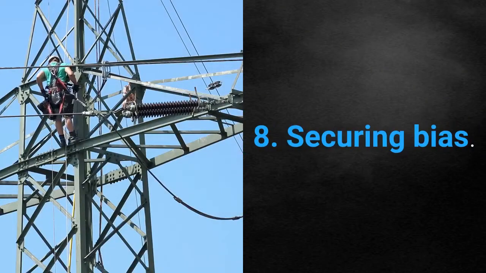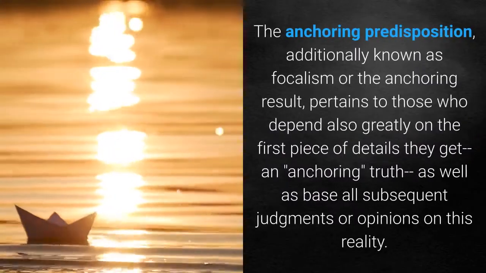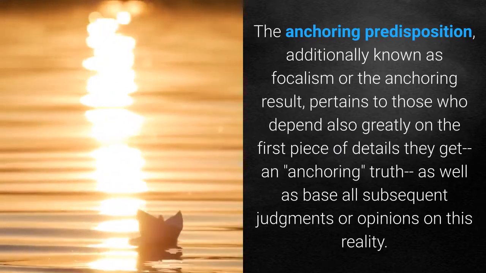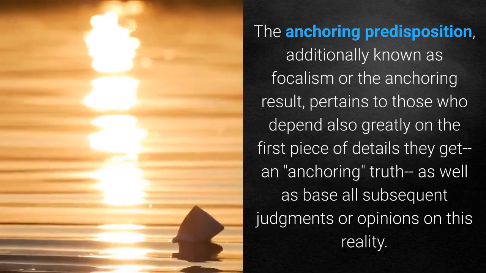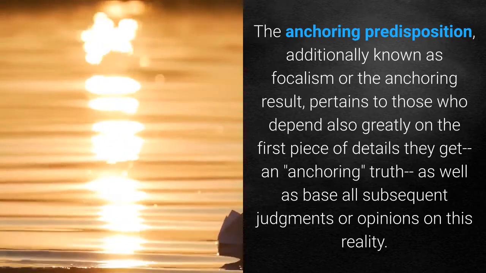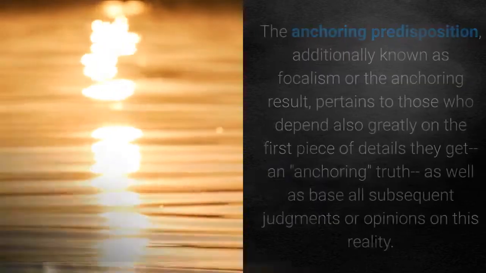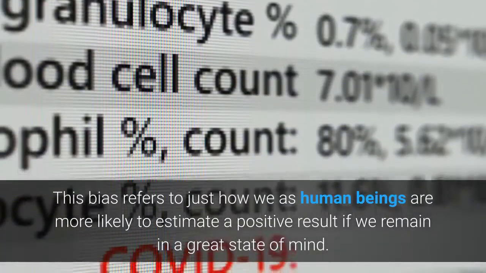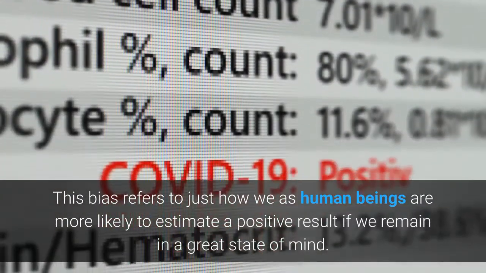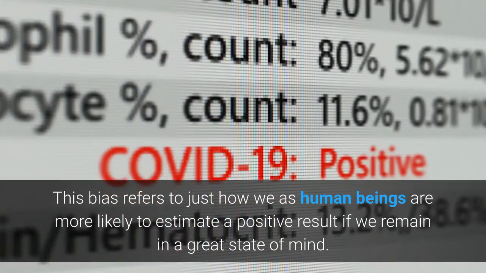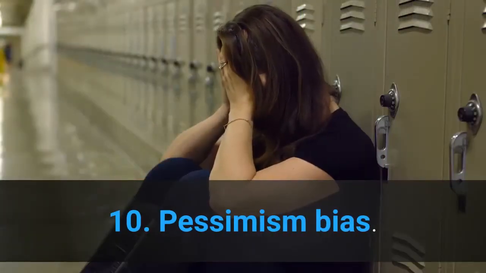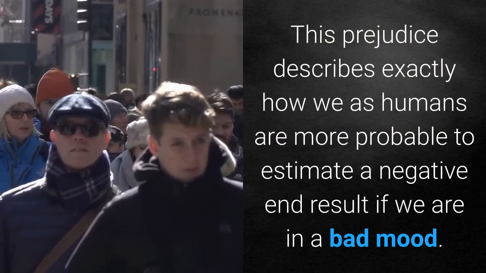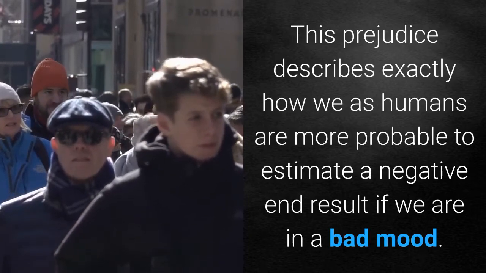8. Anchoring bias. The anchoring bias, also known as focalism or the anchoring effect, pertains to those who rely too heavily on the first piece of information they get, an anchoring fact, and base all subsequent judgments or opinions on this fact. 9. Optimism bias. This bias refers to how we as human beings are more likely to estimate a positive outcome if we are in a good mood. 10. Pessimism bias. This bias refers to how we as humans are more likely to estimate a negative outcome if we are in a bad mood.